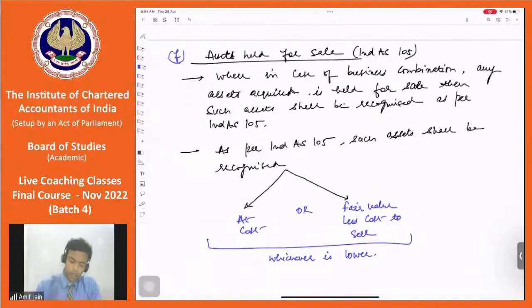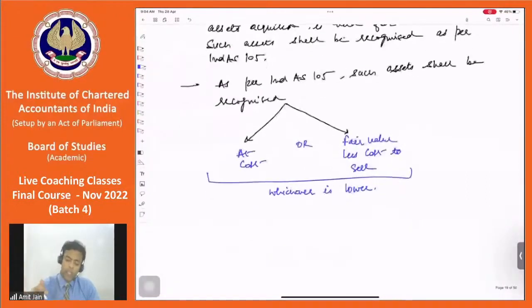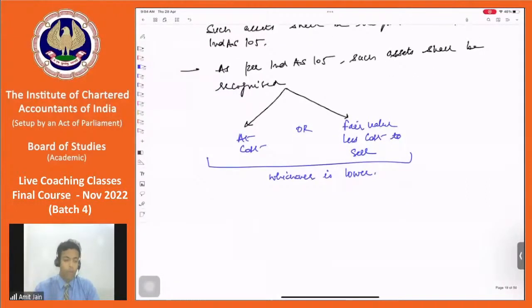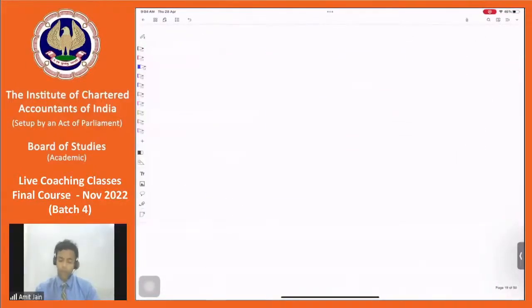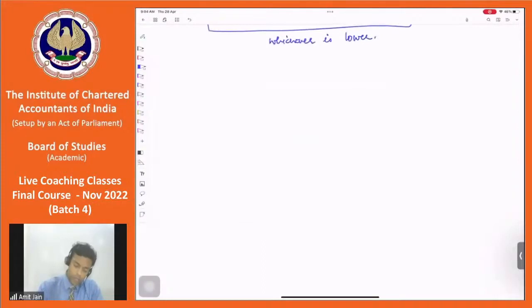In the case of the acquirer who is acquiring any assets, and in that there is an asset which is held for sale, it will be recognized either at cost or fair value less cost to sell as per Ind AS 105. This is exception number F6, which is another exception.